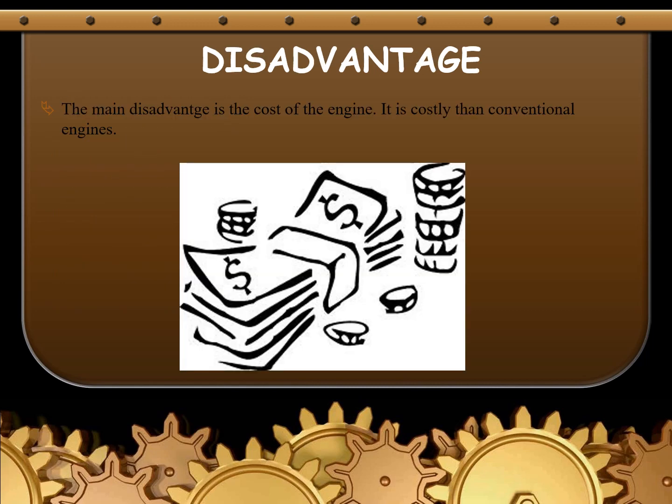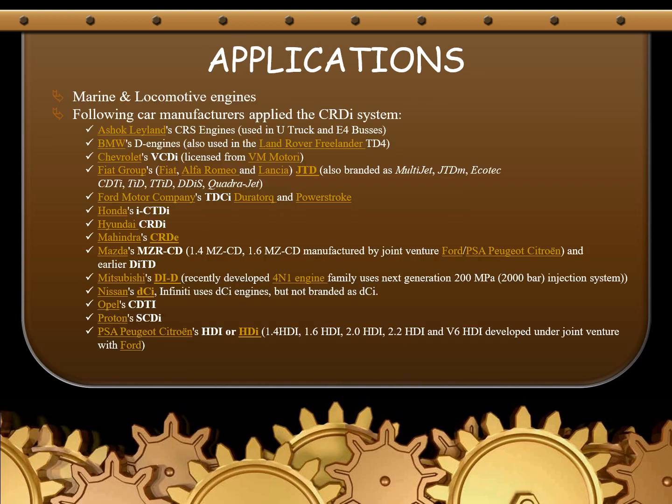The main disadvantage is the cost of the engine. It is costly compared to conventional engines. The application is mainly for marine and locomotive engines. Nowadays these parts are applied for CRDI. The CRS engines are used for trucks and buses, BMW uses D engines, Chevrolet uses VCDI engines, and many companies nowadays are using CRDI technologies.